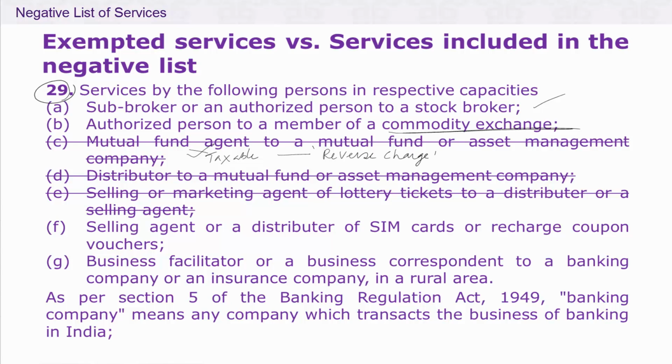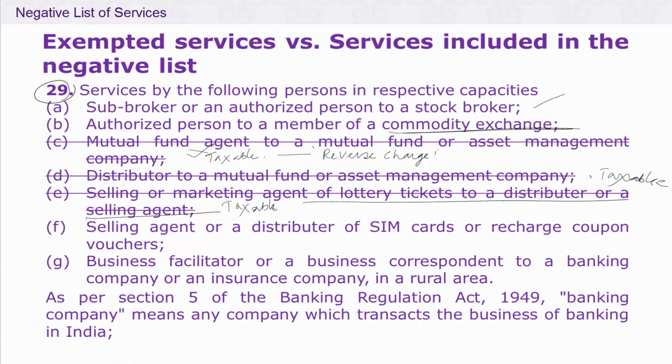See, reverse charge is not something separate. It's a part of the activity. So this is under reverse charge. Similarly, distributor to a mutual fund or asset management company, now it is taxable. And selling or marketing agent of lottery tickets, earlier it was under the mega exemption. Now these agency services have been brought under service tax. If you look at the definition of section 65B 44, explanation 2, it is talking about this selling or marketing agent of lottery tickets to a distributor or a selling agent. Now it is taxable.